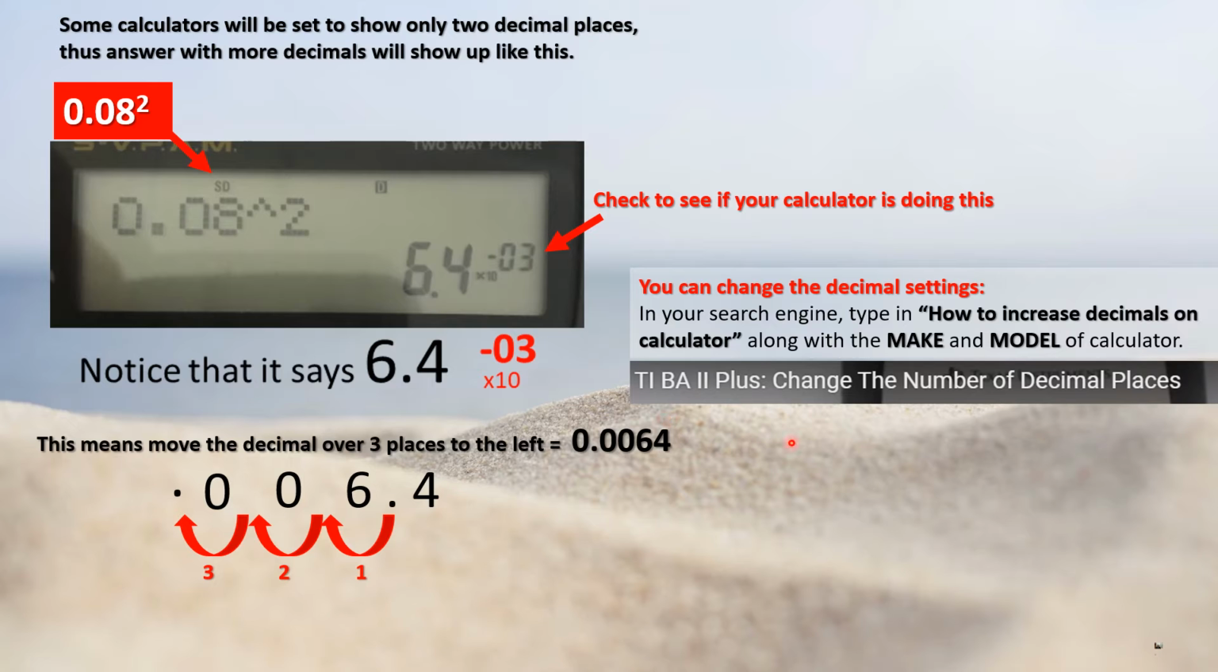Now you can increase the decimals on your calculator. So you'll go into your search engine and type in how to increase decimals on the calculator along with the make and model of your calculator. So I have an example here, the TI BA II Plus, change the number of decimal places.